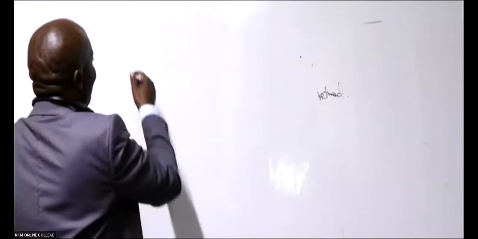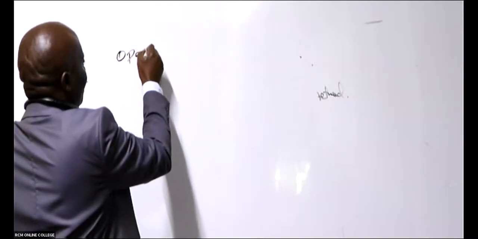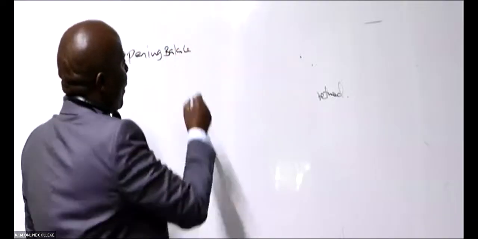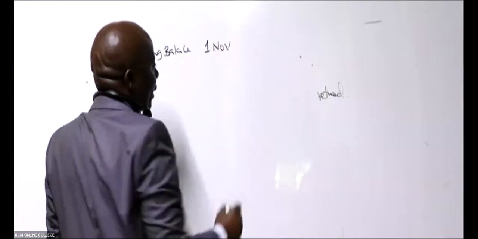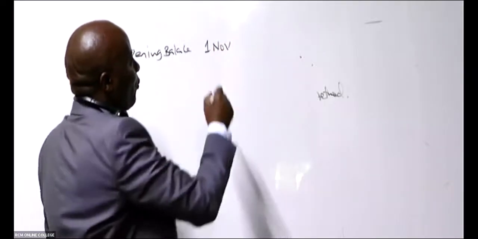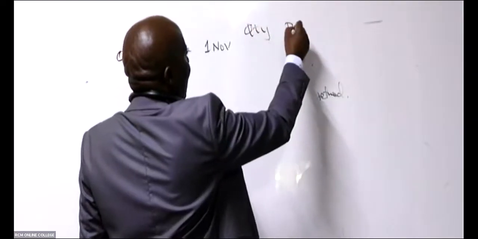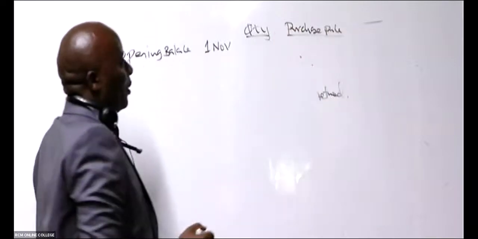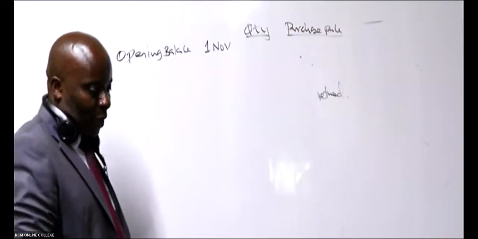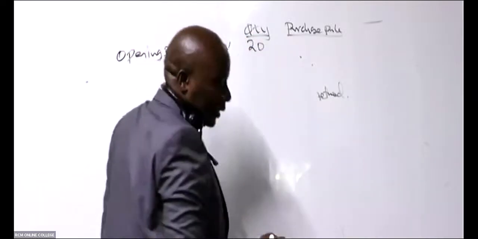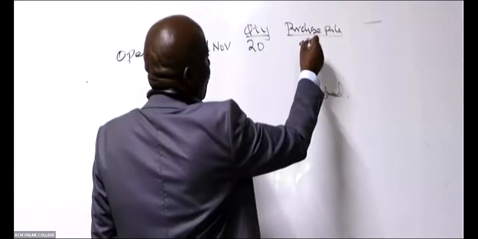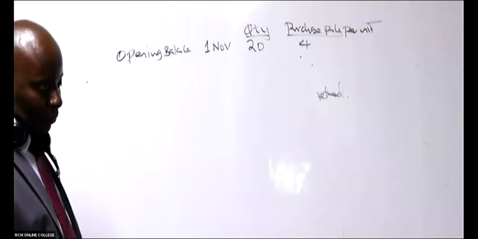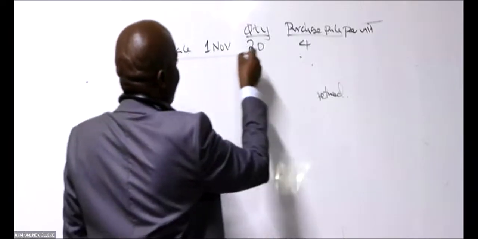So we have here opening balance, 1st November. We have quantity and then purchase price. So 1st November, we had 20, and then the purchase price per unit was 4. All right, so we are through with this.